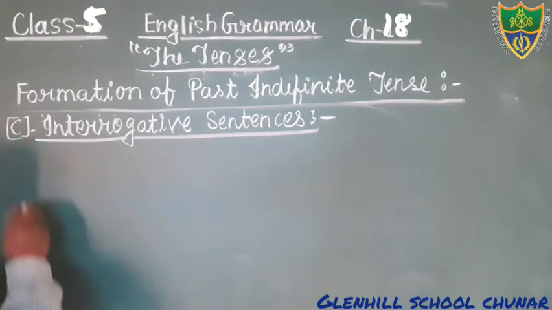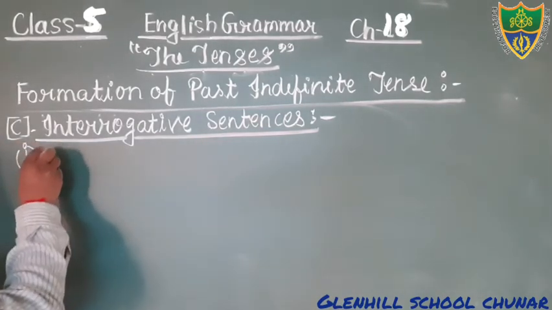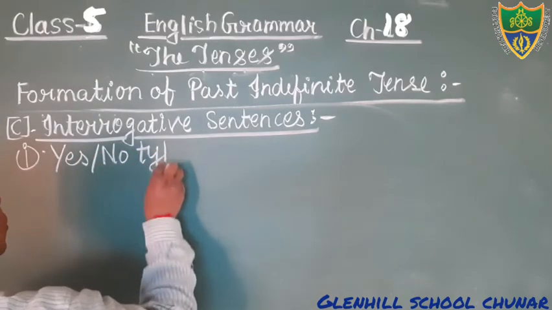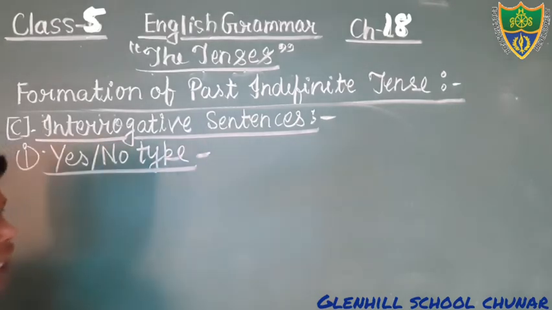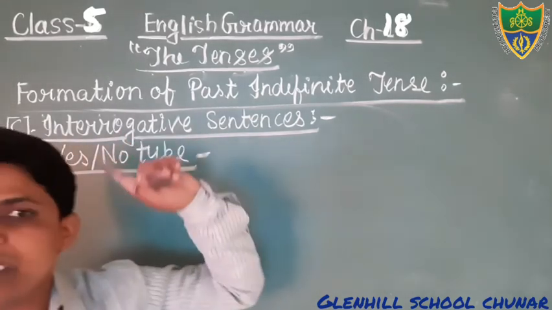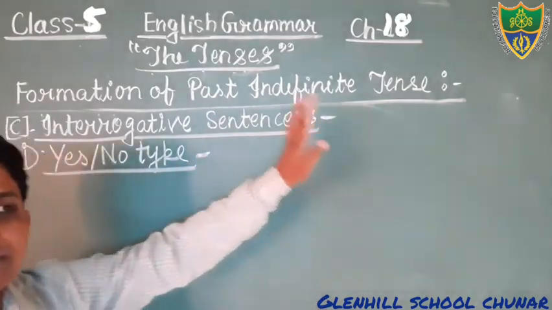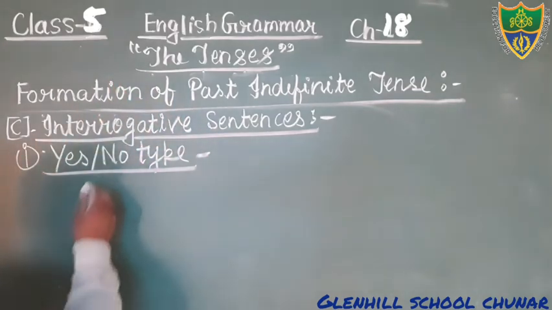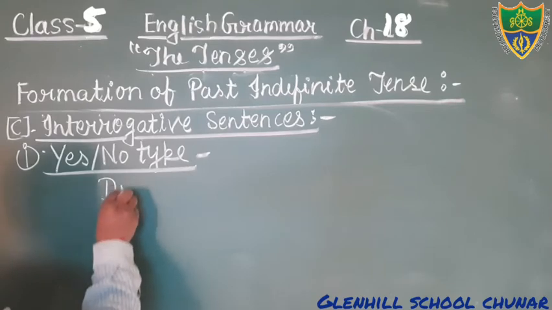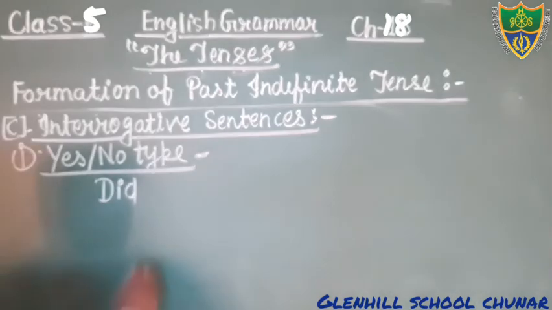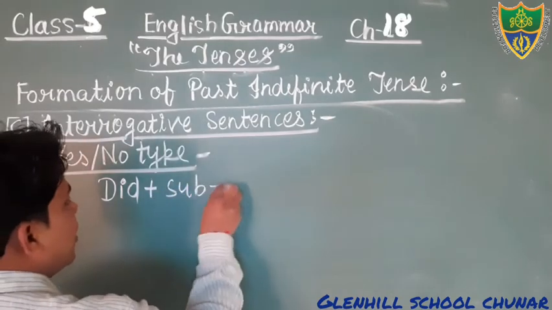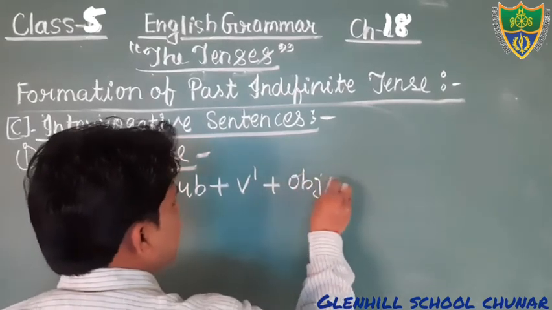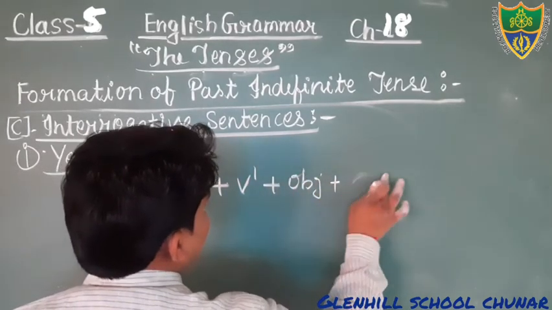Just see here, dear students, I have already told you that there are two types of interrogative, yes/no type and WH type. So we will discuss first of all yes/no type. Its answer can be given in one word, and it always starts with the helping verb did in the past indefinite tense. Okay, so just see yes/no type structure. There is only one helping verb, did. Then after you will mention the subject. Then after you will mention the first form of the verb. Then after you will mention the object if it is necessary. Then after you will use the question mark.